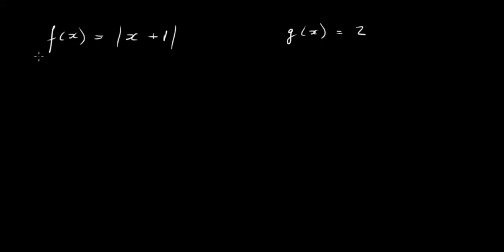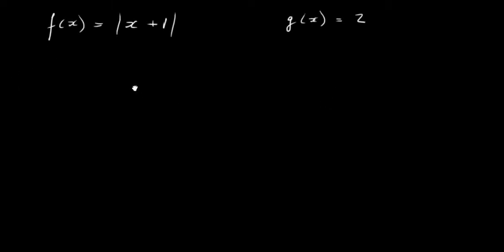But how would you actually draw a function that looks like this? We know this one here is easy enough. This is just going to be y is equal to 2. This is just going to be a horizontal line going through the y-axis at 2. So, but what about this one here then?